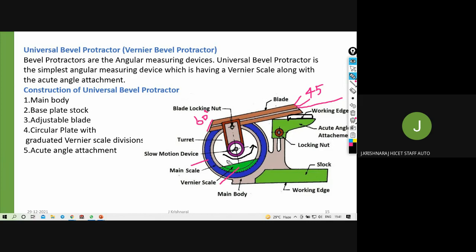Based upon this angular movement, there will be vernier and main scale readings. You have to note them on the vernier and main scale. Earlier it was at zero, now it will have some readings. So those readings will be directly used for calculating the angular deviations.